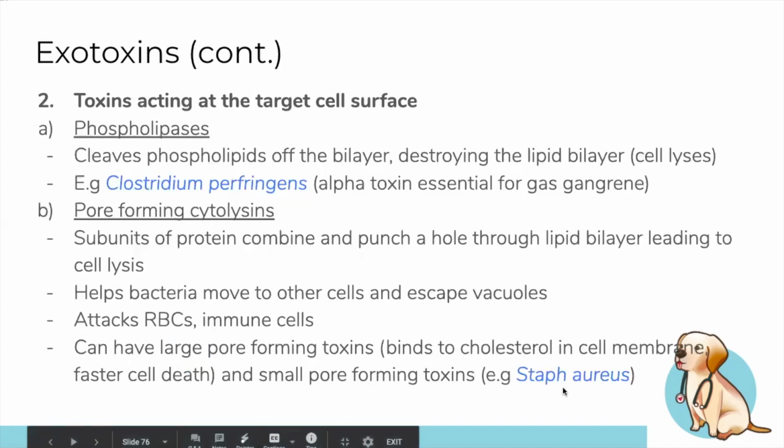So you've got toxins that can act at the target cell surface. Phospholipase is literally just what it says: an enzyme for the phospholipids of the cell membrane. And then you've got pore-forming cytolysins, where protein bits from the exotoxin combine and then punch a hole through the lipid bilayer. That leads to the explosion of the host cell.